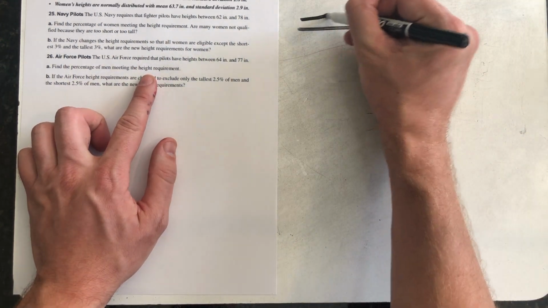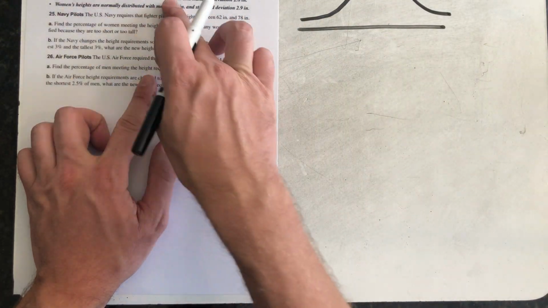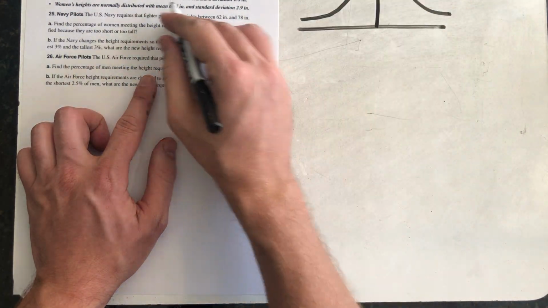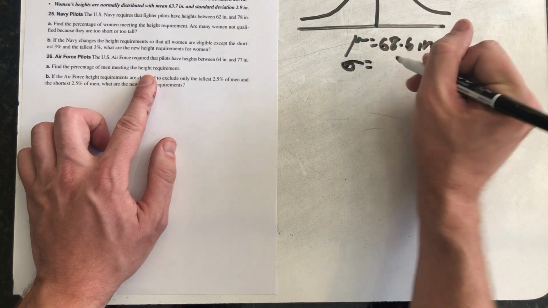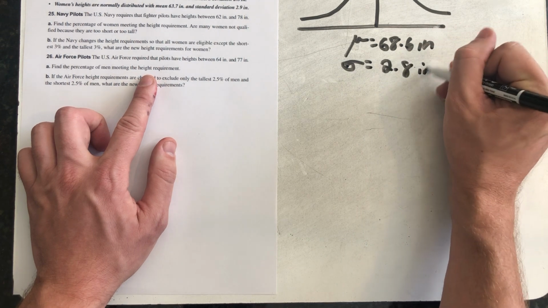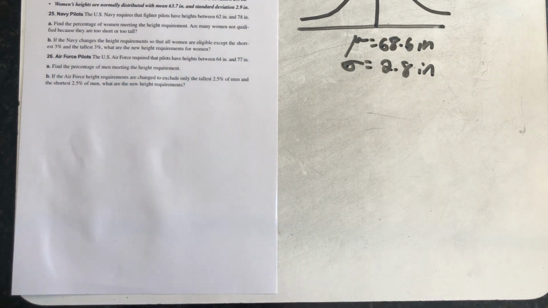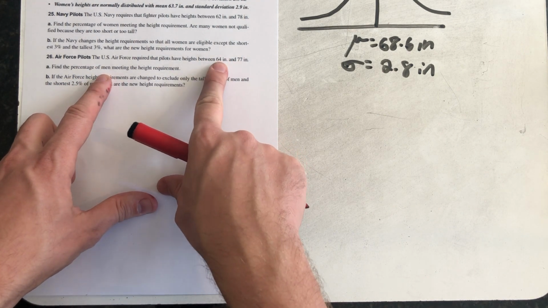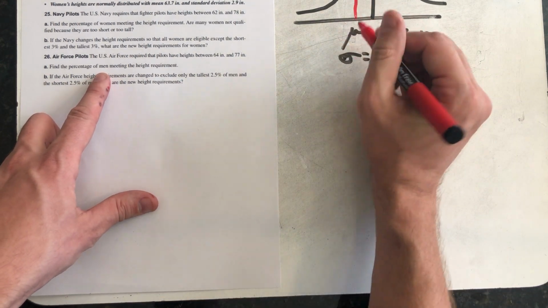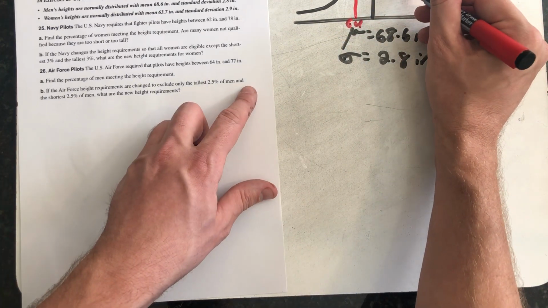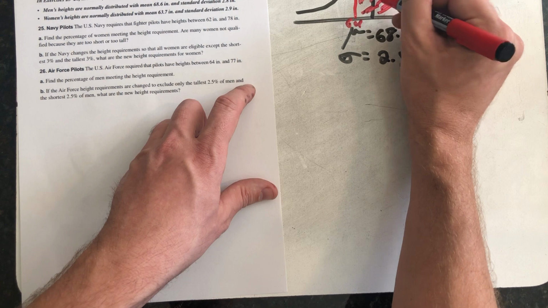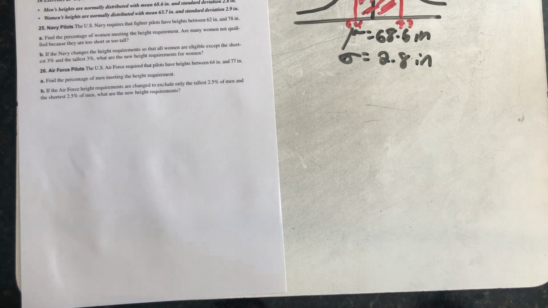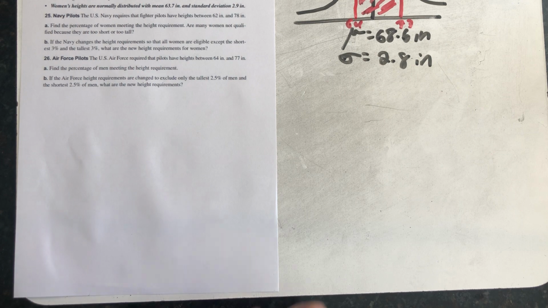So I need to consider the information given to me about men's heights. Mean of 68.6 inches and a standard deviation of 2.8 inches. All right, and meet this requirement. Well, that's between 64 and 77. So 64 below the mean, 77 above the mean. I don't know how well to scale I just did that, but some region that looks like that. Always a good idea to draw a diagram, even if we don't get it precisely to scale.